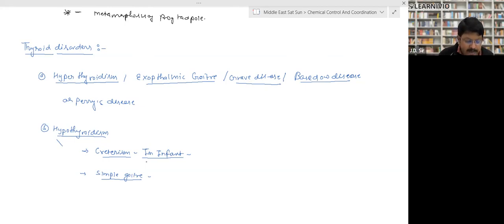Put the next heading, parathyroid gland, which we will discuss in the next class, right? If you have any doubt about whatever we have studied today, please ask me.